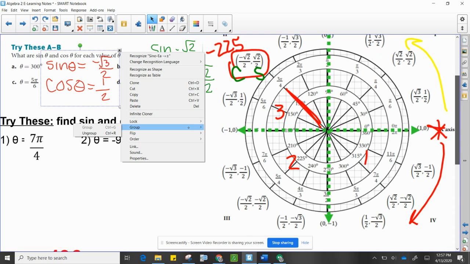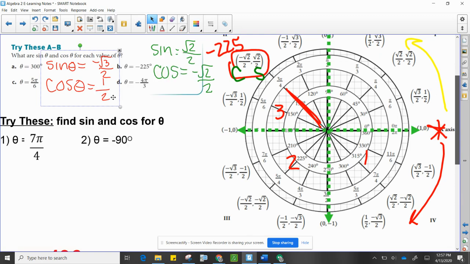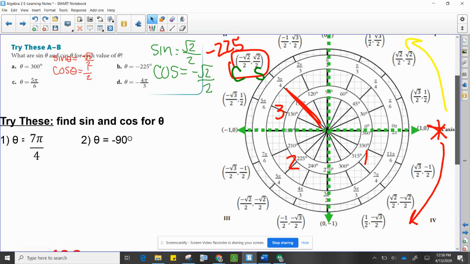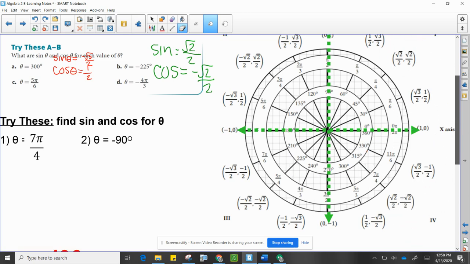So I'm going to group this together, make it a little smaller. Okay. So example C, we have 5 pi over 6. So let's find 5 pi over 6. Erase all this extra stuff. So 5 pi over 6 is right here on my unit circle.